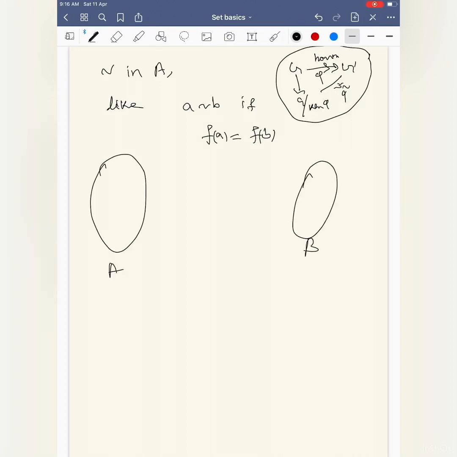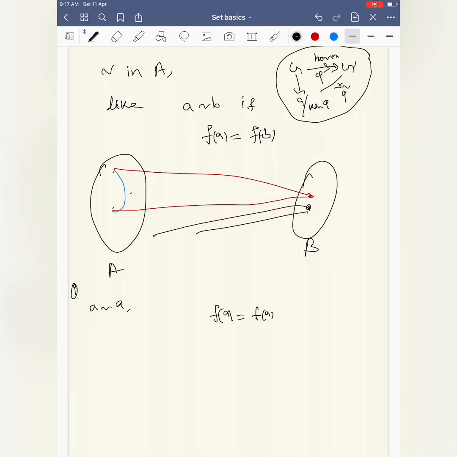That means I have A here and B here, and I am saying two elements are related if they go to the same image. Okay, so let's see whether this is an equivalence relation or not. A related to A: is that true? f of A equals f of A. A function is a unique rule to assign an element to a unique image, right? Here anything can have many pre-images, but every element must have one image. So A is related to A.